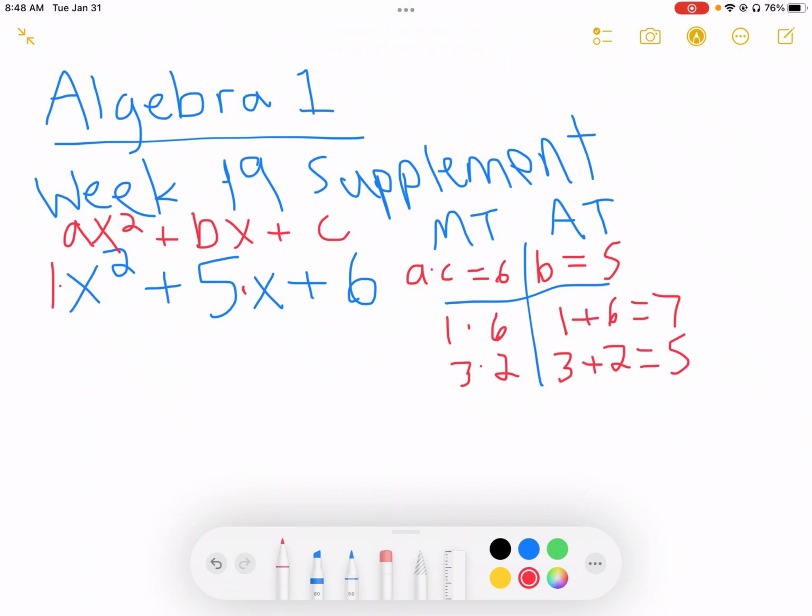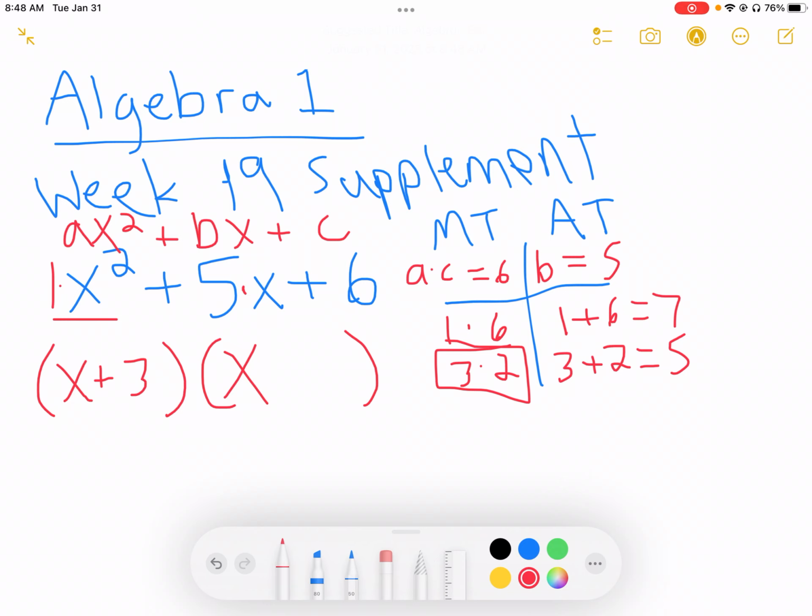And then we said, well, once I find those two numbers, my two numbers are 3 and 2, then I can go ahead and set up my parentheses. And I always start with x at the beginning, because I know that I'm going to get that x squared term there. And then I'll just insert my numbers. So x plus 3, x plus 2.